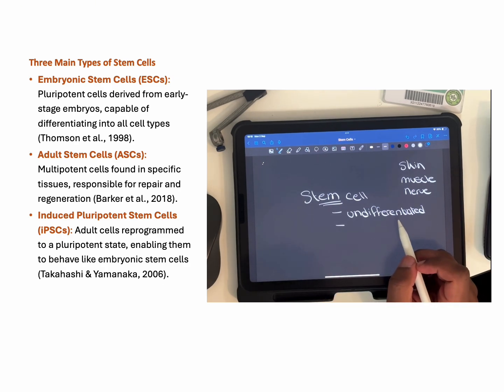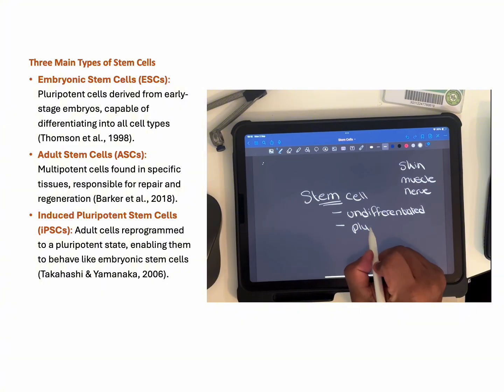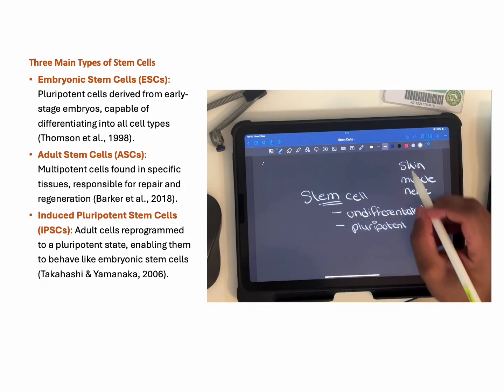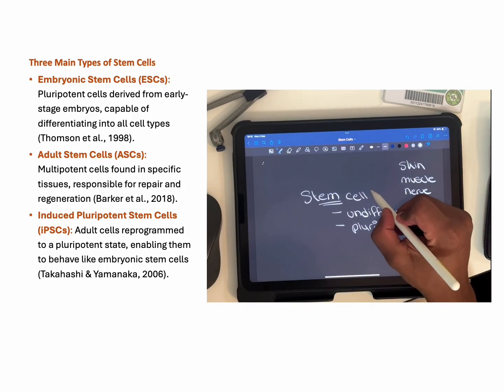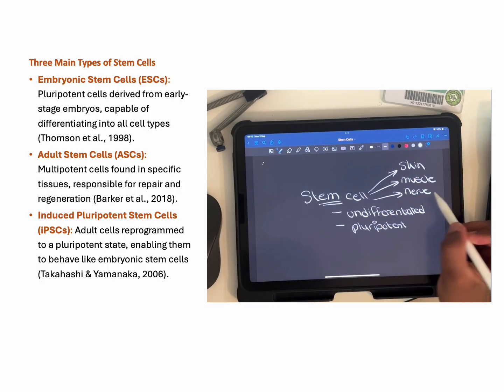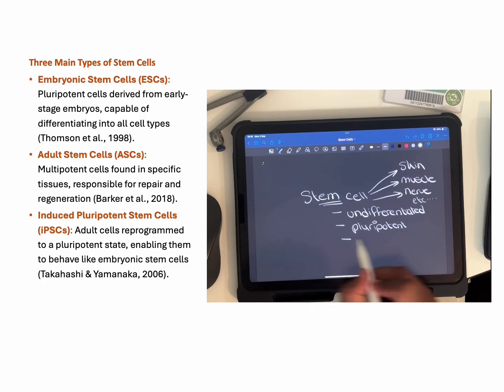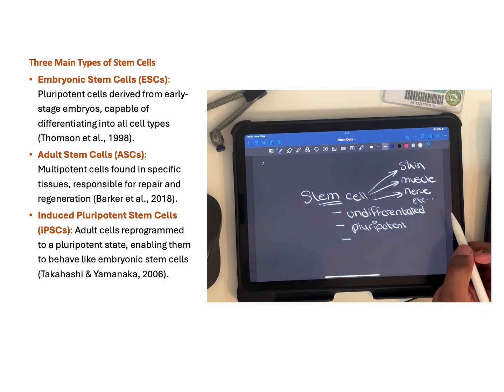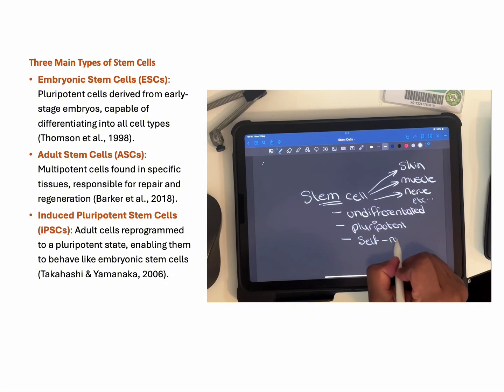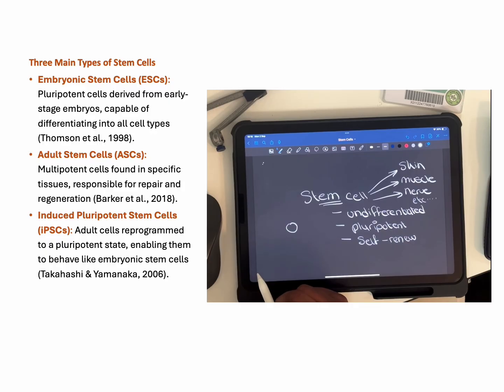Another key aspect of the stem cell is that it is pluripotent. It simply means that the stem cell has the potential to differentiate into any other cell type. It can differentiate to become skin cell, muscle cell, nerve cell, heart cell, fat cell, you name it. A third key aspect of the stem cell is that it can self-renew. What does that mean? Well, it means that one stem cell can divide and produce other similar stem cells.